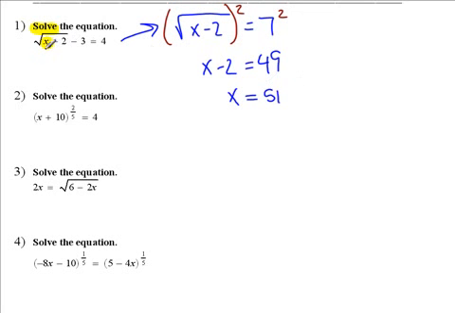I need to check this answer. I'm going to plug it in here mentally. 51 minus 2 is 49. The square root of that is 7, and 7 minus 3 is 4. That does check, so this answer has to be right. It can't be wrong, and that's number 1.